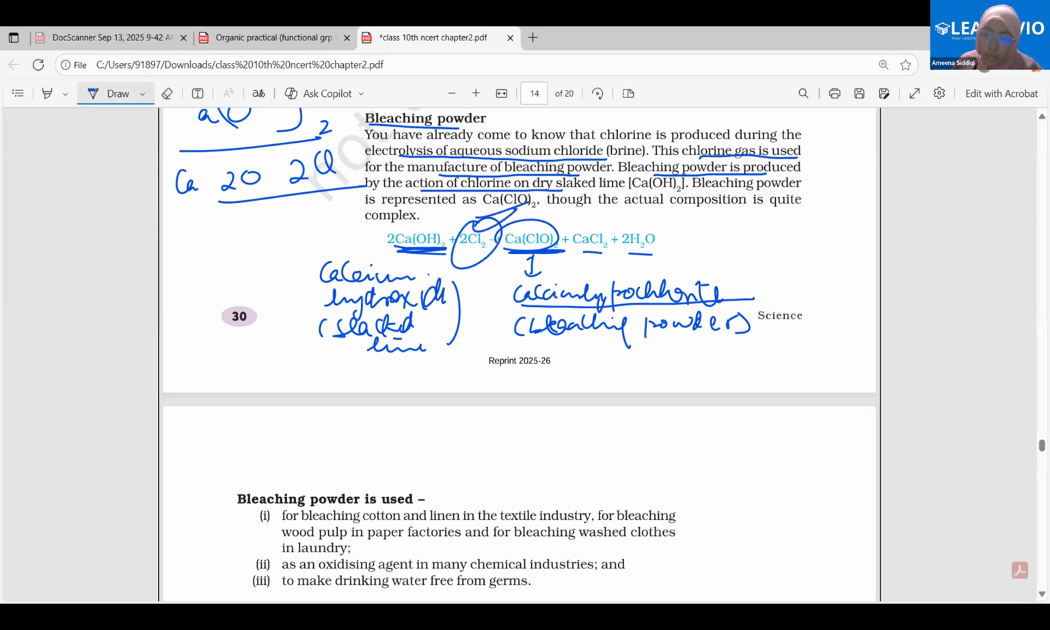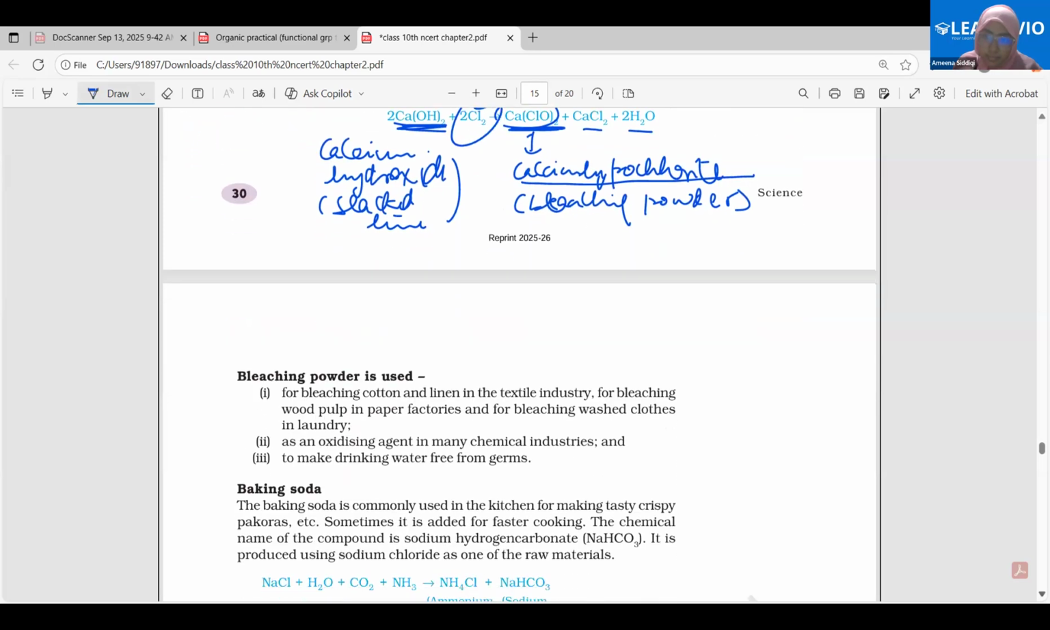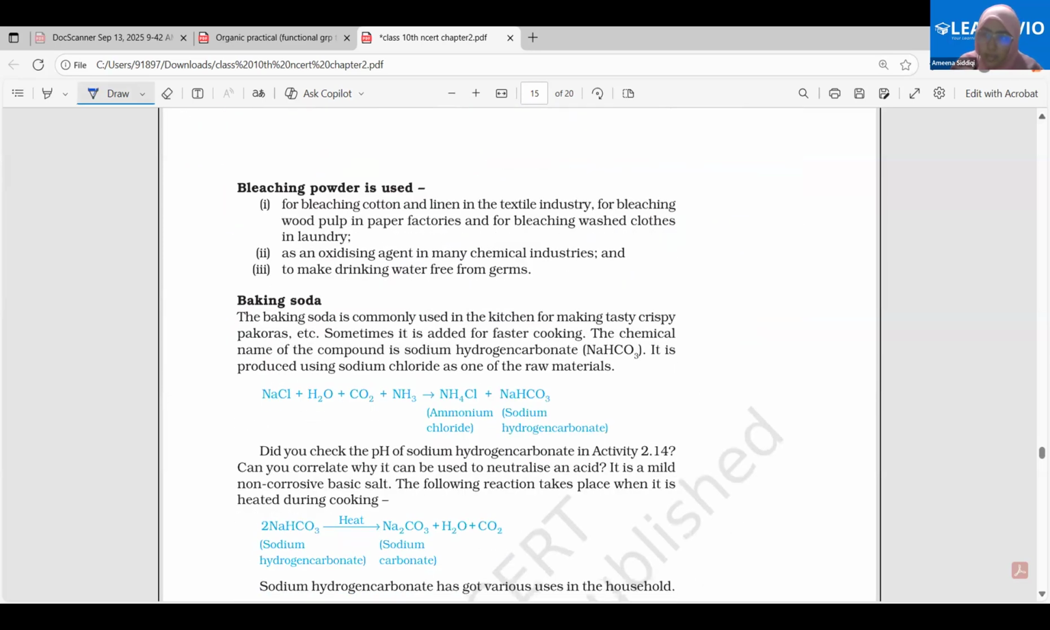Chlorine, it's Cl2 gas, already discussed. Moving on to the next. Bleaching powder uses: bleaching cotton and linen in the textile industry, bleaching wood pulp in paper factories, and bleaching washed clothes in laundry. As an oxidizing agent, this is the chemical use, please look onto this. As an oxidizing agent in many chemical industries.